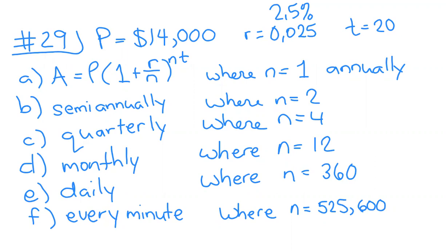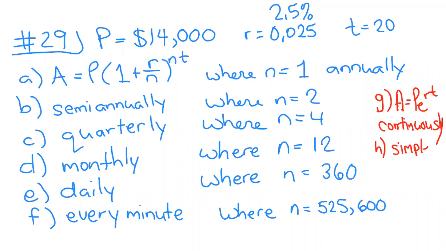And then for G and H, you'll switch equations. So for G, for example, they want continuously. So A equals P e to the RT for continuously. And H is simple. So you'll just use your A equals P times 1 plus RT.